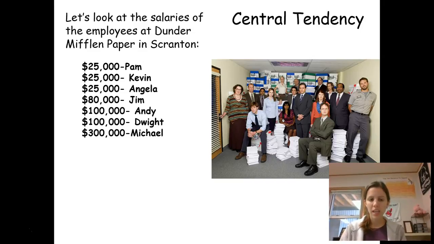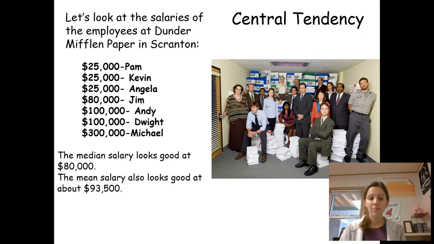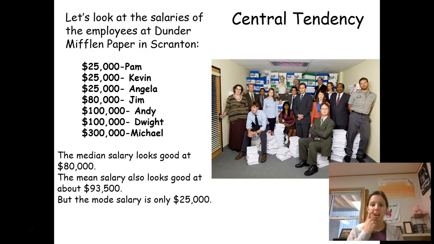And so if you were to take the mean, median, and mode from this data, it's actually kind of misleading. For example, the median salary is $80,000. That looks good. The mean salary looks pretty good at $93,000. But when you actually take the mode, it's only about $25,000. So what Dunder Mifflin could do is say, hey, come work for us. The average salary of our employees is $93,500.